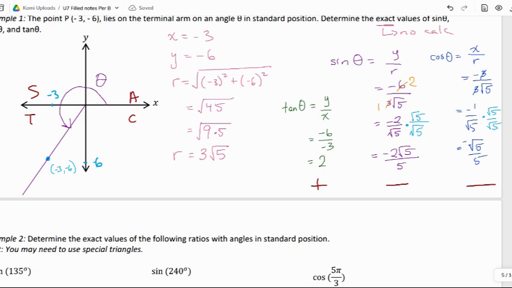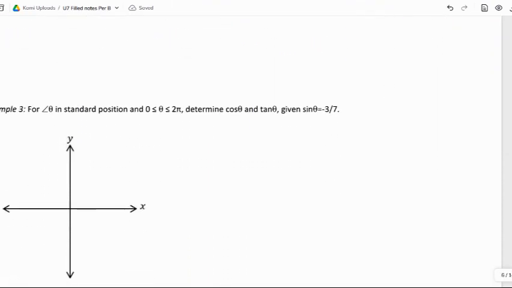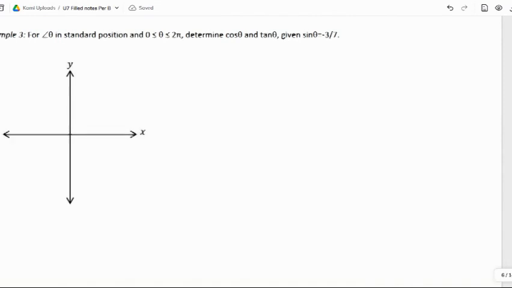Let's look at an opposite example. Let's look at example 3. Okay, we're skipping example 2 for now before I do the special triangles. All right. Read the question. For theta in standard position, determine cos and tan given sine.